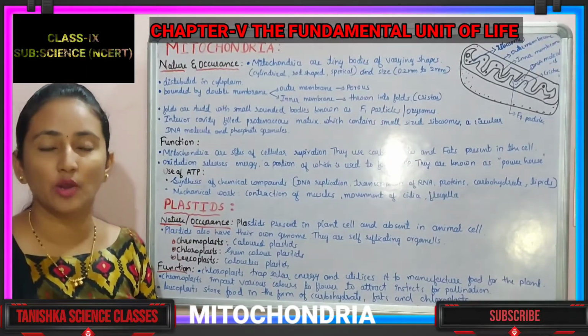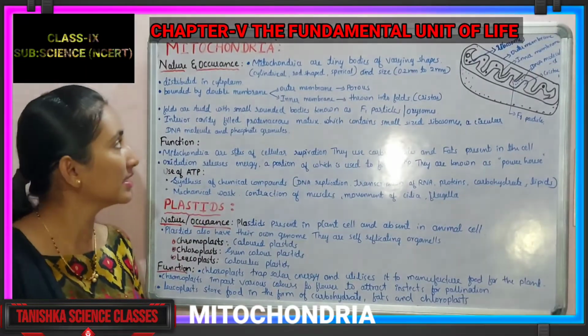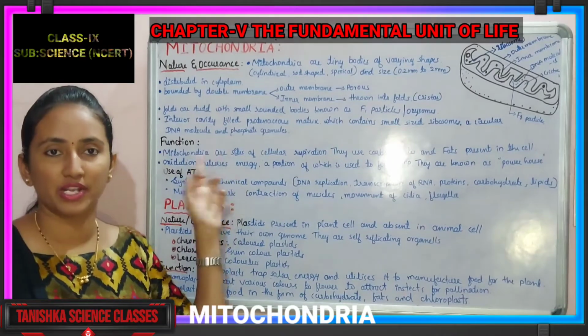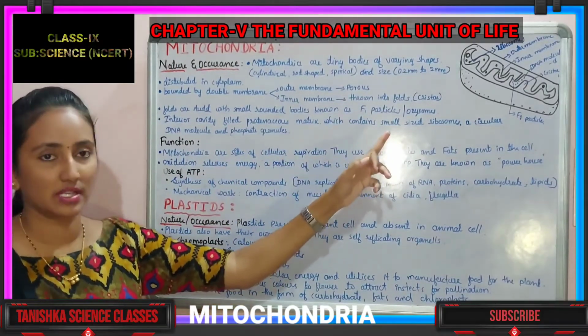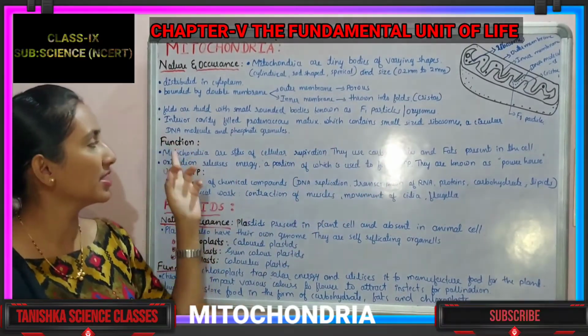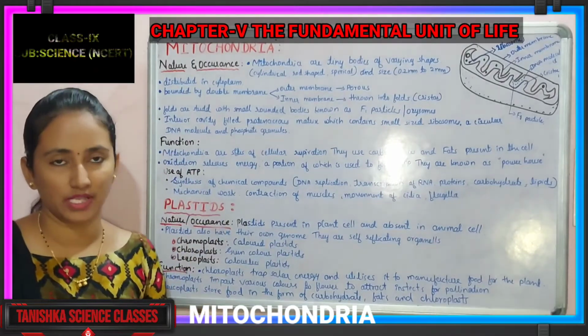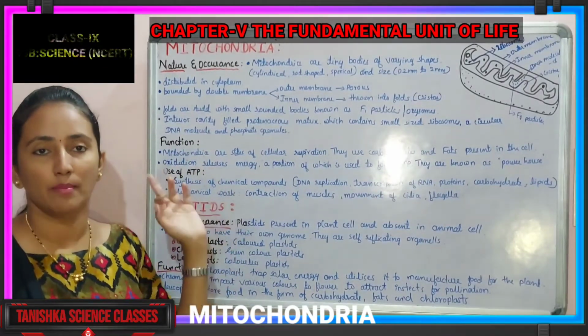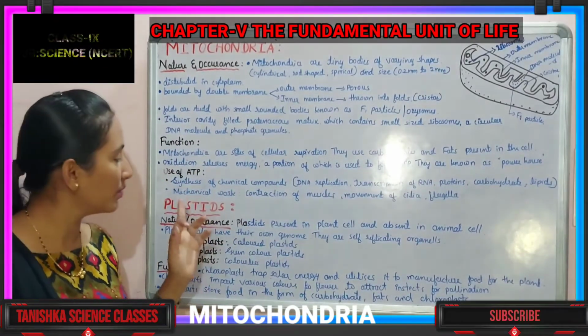That is about its function. Understanding? We have seen the mitochondria's nature and occurrence, and also its structure. Next we have studied its function. Is it right? I hope you all understood about the mitochondria. Next we'll go to the plastids.